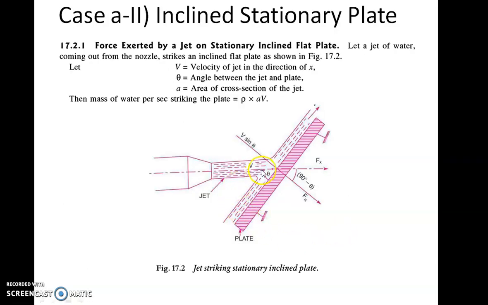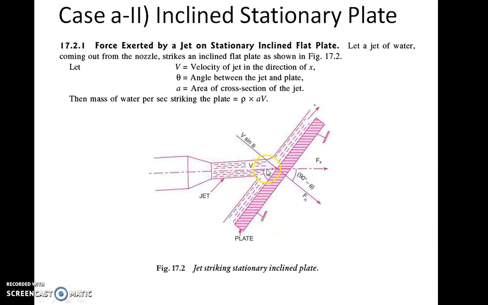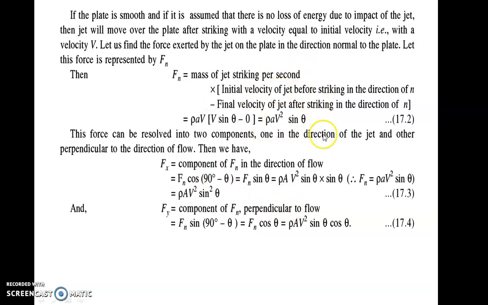This angle theta you should note very carefully. It is the angle between the jet and the plate. Sometimes the angle between the jet and the normal to the plate is given as theta. This formula applies to the angle made by the jet with the plate, not with the normal to the plate. So if the angle between the normal to the plate and the jet is given, then you have to take the angle as 90 minus theta, and put that calculated angle as theta in the formula. So you have to remember this formula for the angle between the jet and plate.